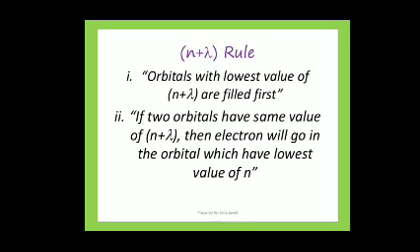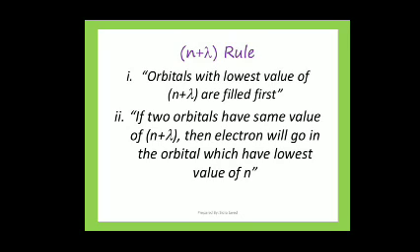So 4s and 3d, these are two different orbitals. Between these two orbitals, the n plus l value is lower for the 4s orbital. This 4s orbital is filled completely first, then electrons enter the 3d orbital. This is the first condition of the Aufbau principle. Of two different orbitals, the one whose n plus l value is lower is filled first, then electrons enter the higher energy orbital.